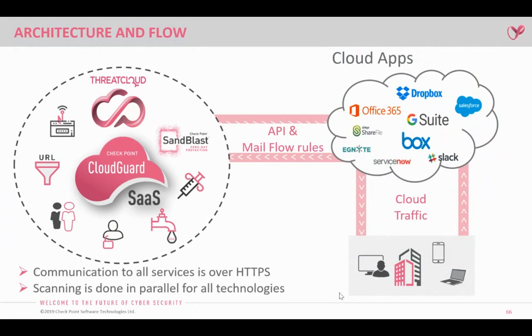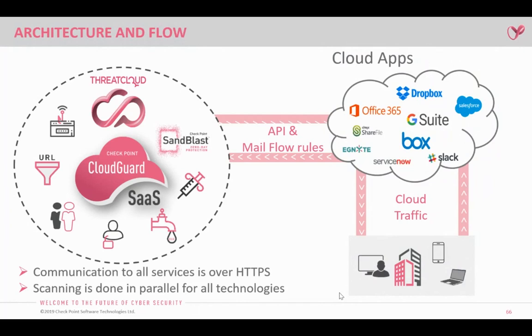And URL features and time-of-click protection, all these things are there. URL sandboxing is one of the main things required for a CASB solution, because phishing sites and everything can be detected using URL sandbox and URL reputation checks on the cloud. The application control and all these details can be done here. Communication to all services happens over HTTPS, so we do not need to worry about a man-in-the-middle attack or someone eavesdropping on the traffic. Scanning is done in parallel for all the technologies. It is not one by one, it is parallel processing, so it can happen within a minute.